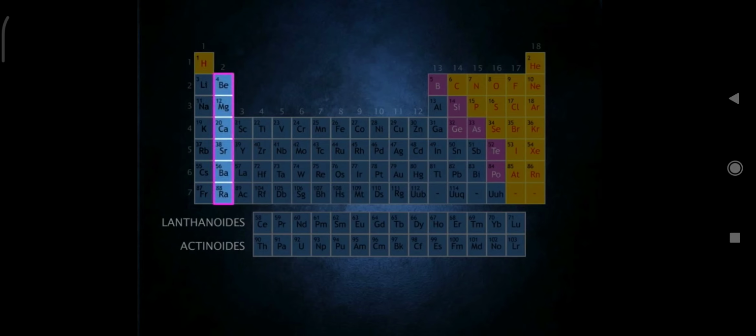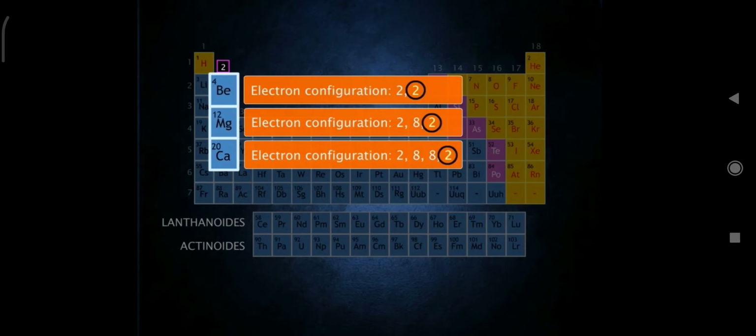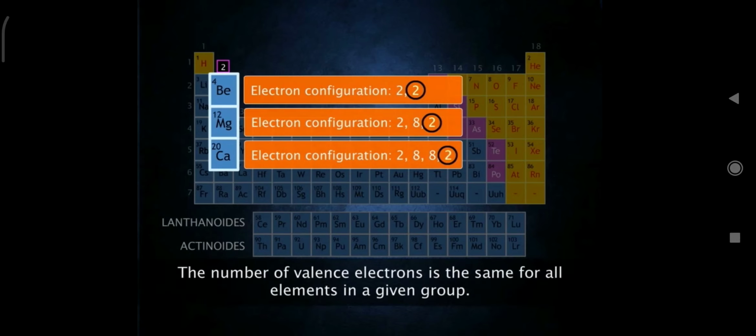Shall we see if the elements of Group 2 share a similar property? Let's look at the electronic configurations of beryllium, magnesium, and calcium. These elements each have two valence electrons. What we have observed is that the number of valence electrons is the same for all elements in a given group. This is true throughout the periodic table.